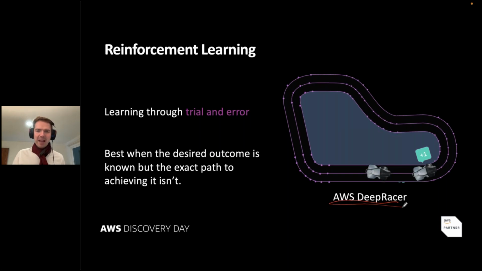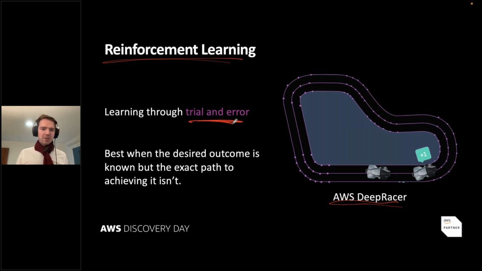If you're familiar with it, AWS DeepRacer is the little car that drives itself on the track. You can create your own machine learning algorithm to teach the car to drive itself on the track as quickly as possible without going off the track. This is called reinforcement learning. Essentially, reinforcement learning is learning through trial and error.